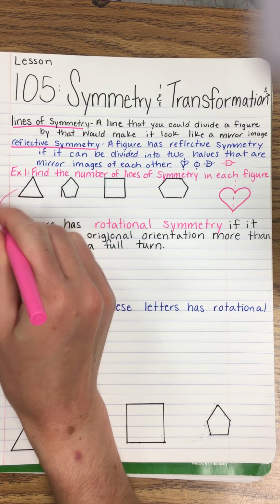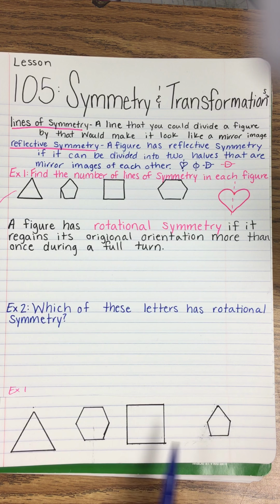It says here we show a regular triangle, a regular pentagon, a regular quadrilateral, the square, and a hexagon. And we're finding the lines of symmetry in each. So a triangle could be divided this way, and that is a line of symmetry because this half and this half look the same. Also, this could be a line of symmetry.